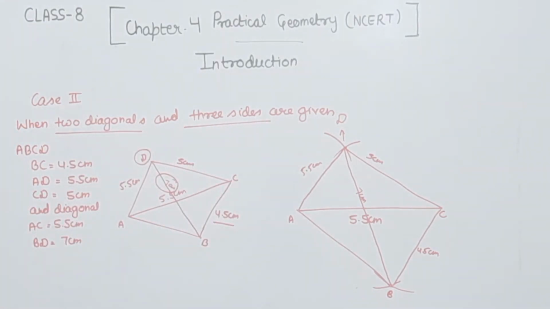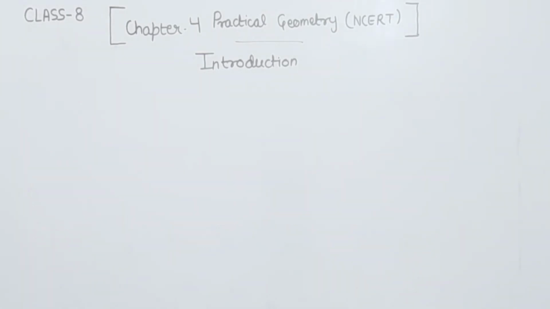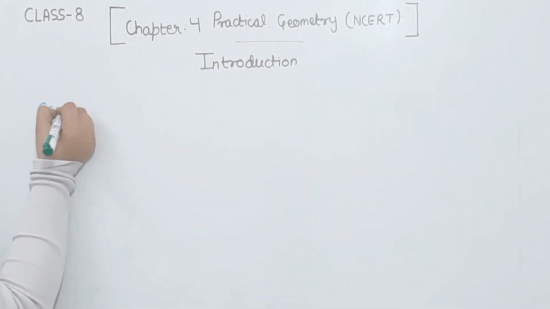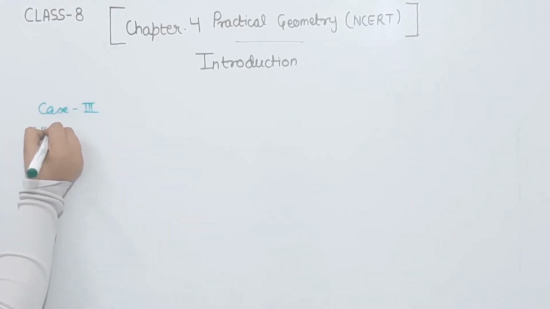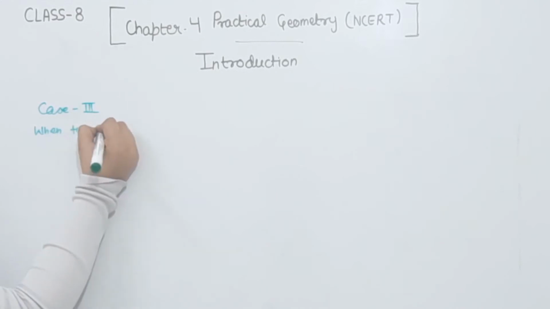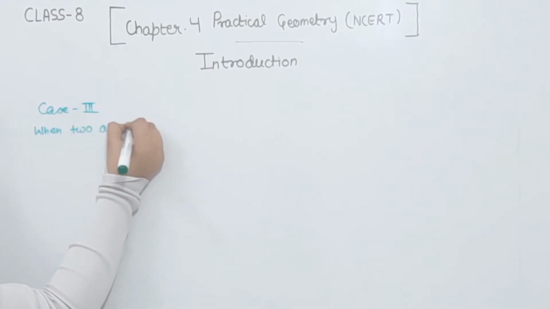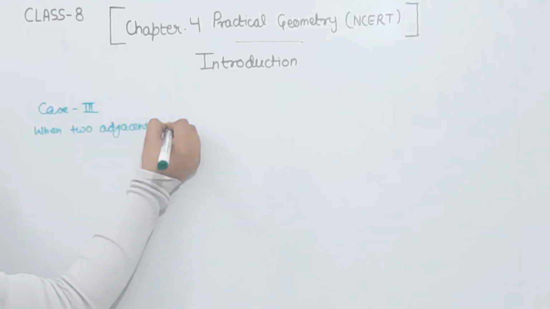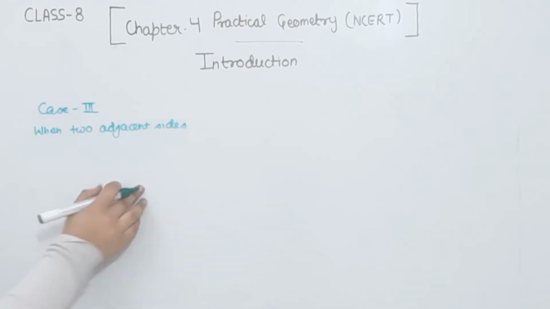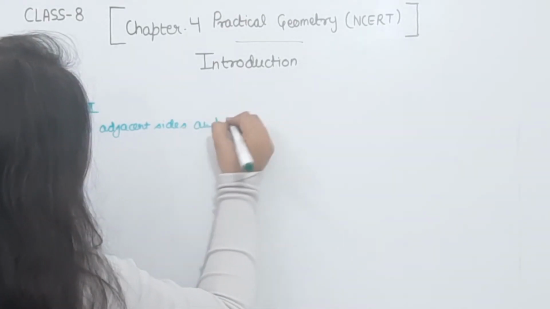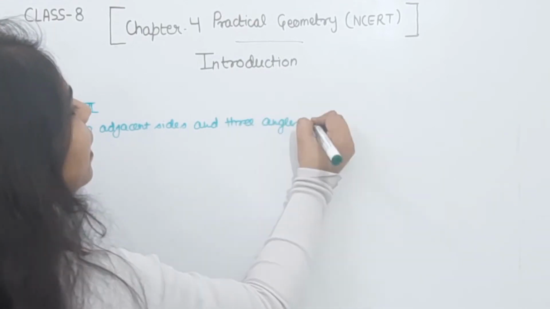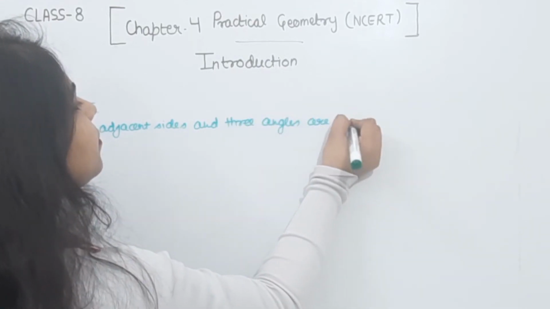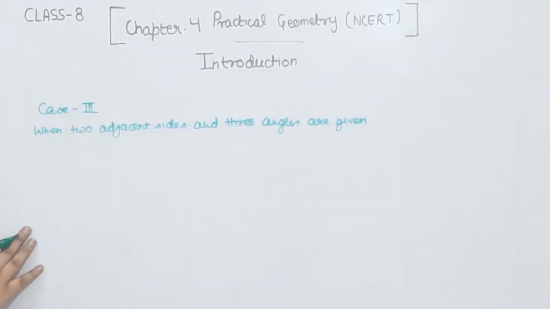This is case 2. Now comes case 3. Case 3 is when 2 adjacent sides and 3 angles are given. This is the case 3 we have.